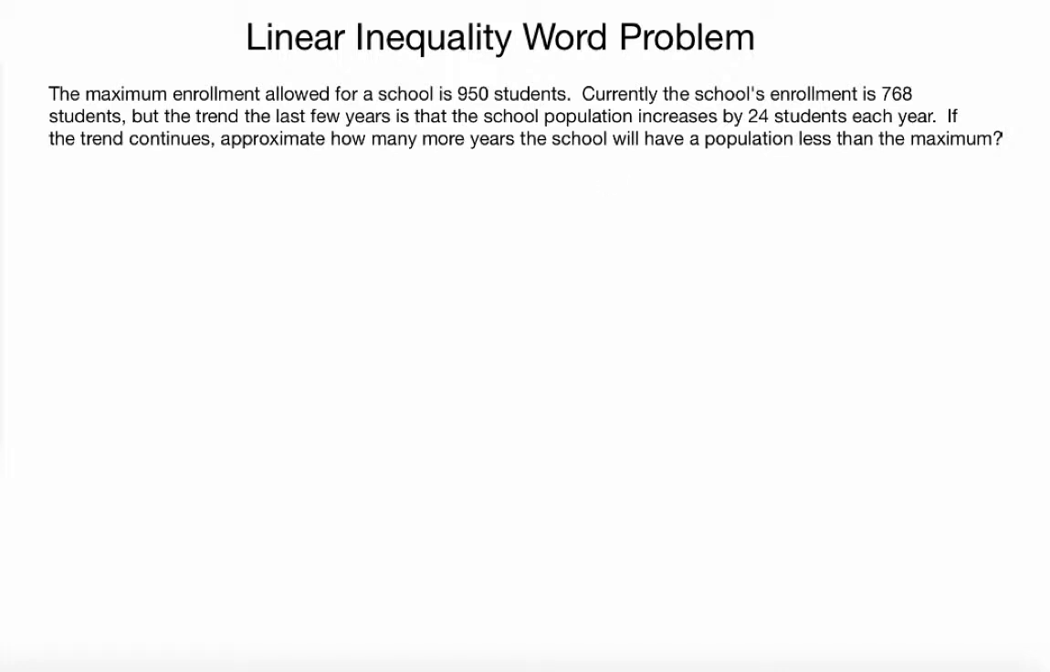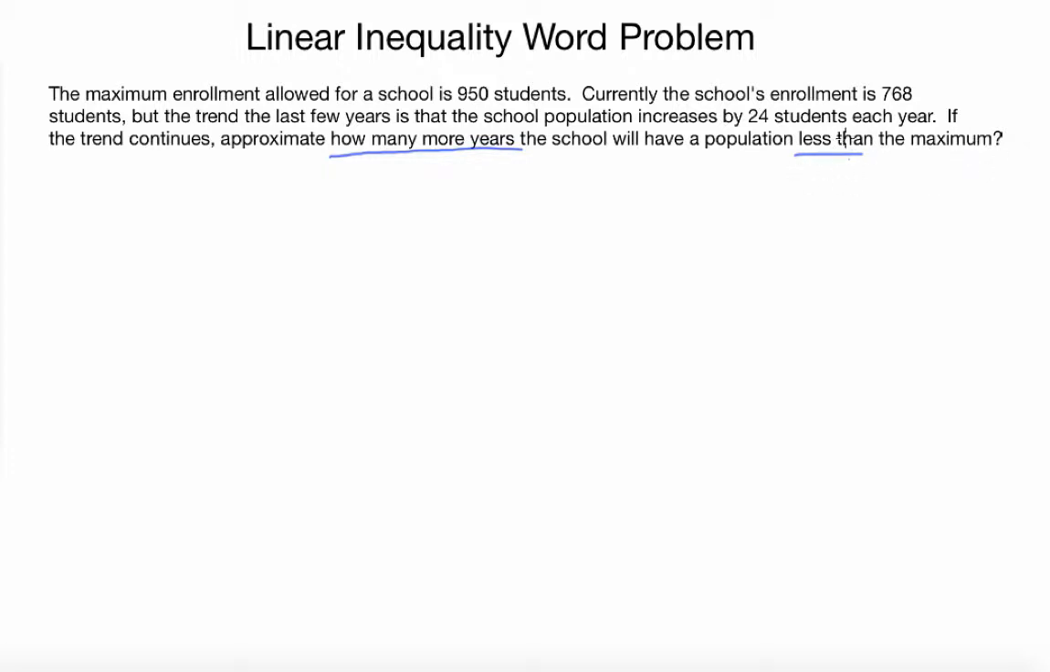All right, so let's take a look at our problem here. The maximum enrollment allowed for a school is 950 students. Currently, the school's enrollment is 768 students. But the trend the last few years is that the school population increases by 24 students each year. If the trend continues, here's our question: approximate how many more years the school will have a population less than the maximum.